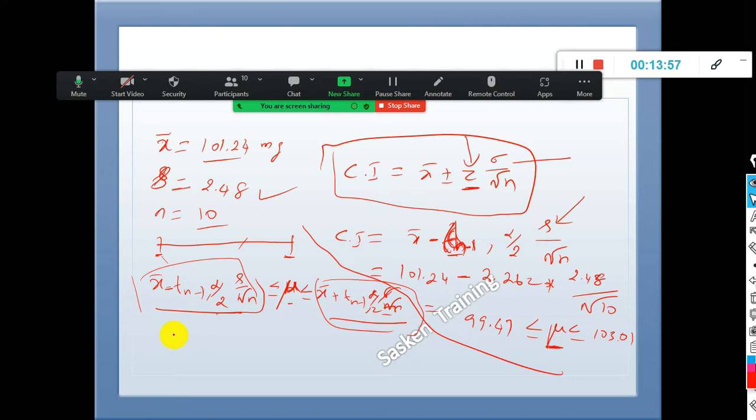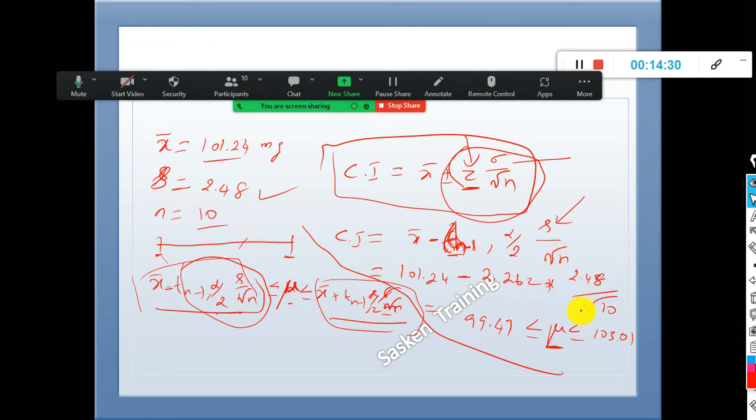Okay, so how do I write it? How do I explain it to management? The batch mean is 101.24 mg with an error of, right? So you need to find out the margin of error. The margin of error is this part, z into sigma over root n. In this case, it is t with n minus 1 into s over root n. This is your margin of error. So the batch mean is with an error of whatever value you get here.